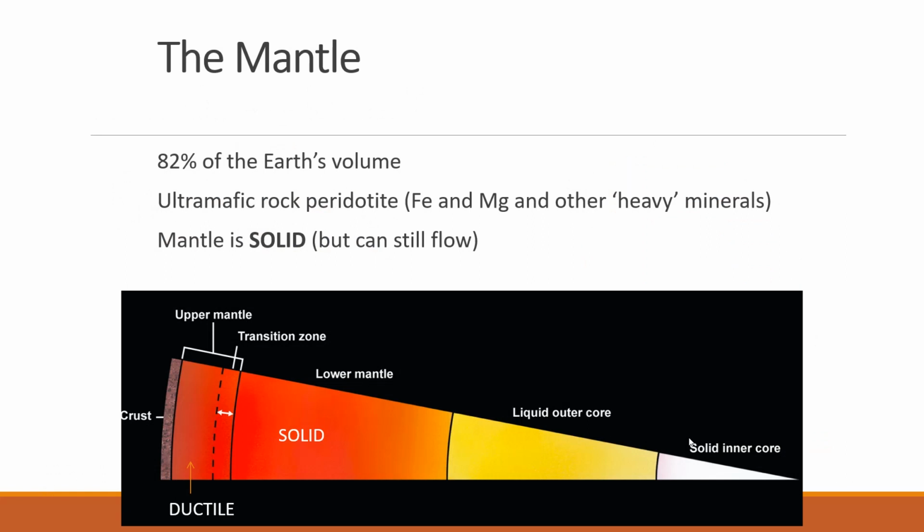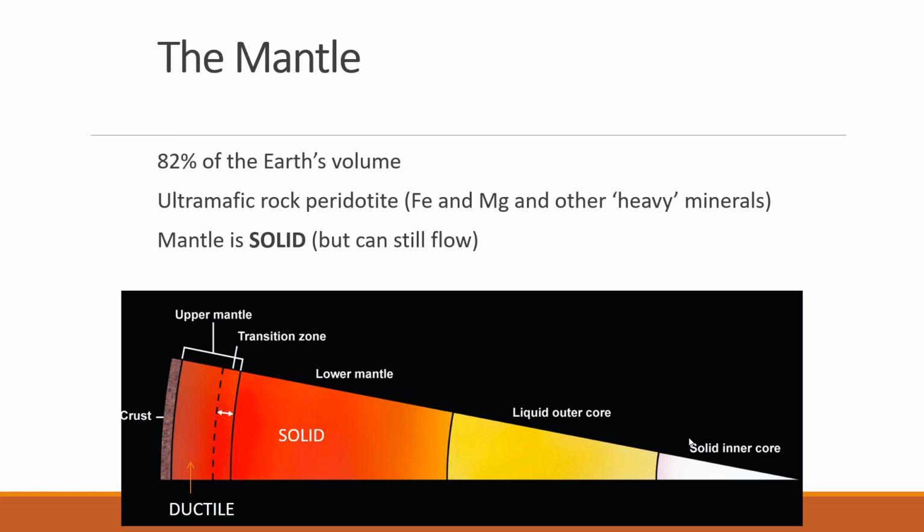The mantle is the largest by volume. It's 82% of the Earth's volume. So it's thick, but it's also further out in the planet. It's not just the nugget in the middle.